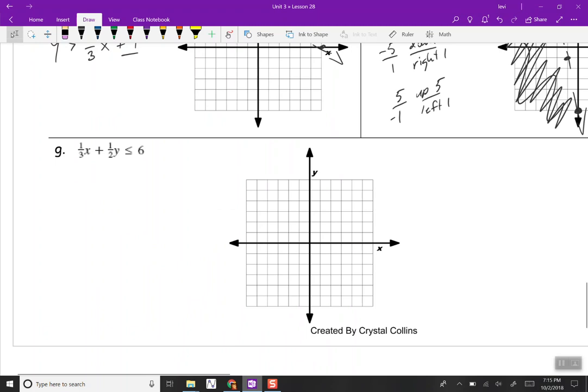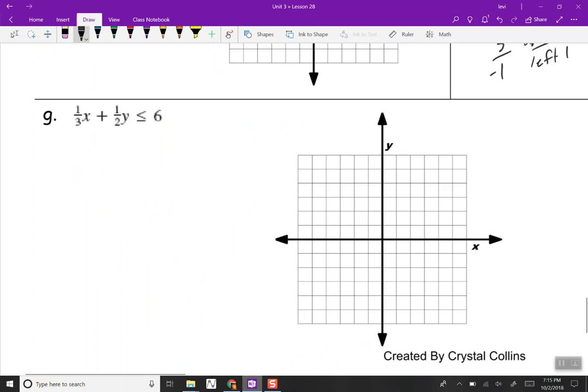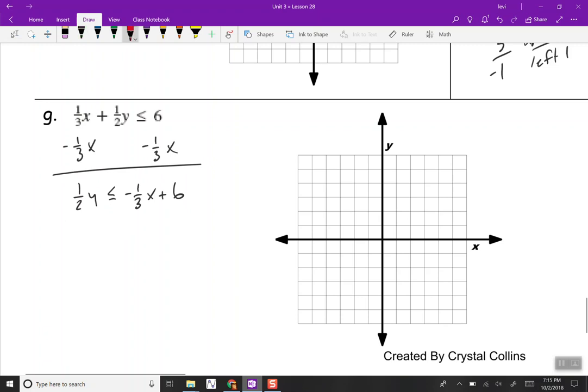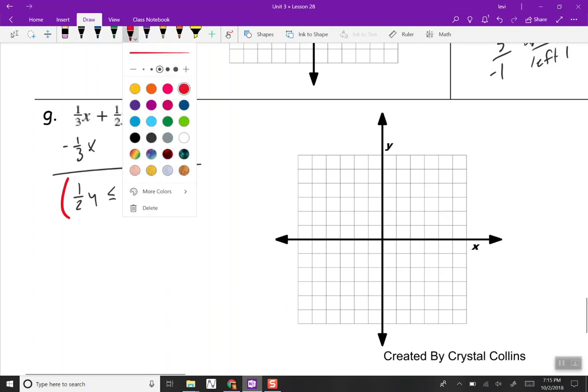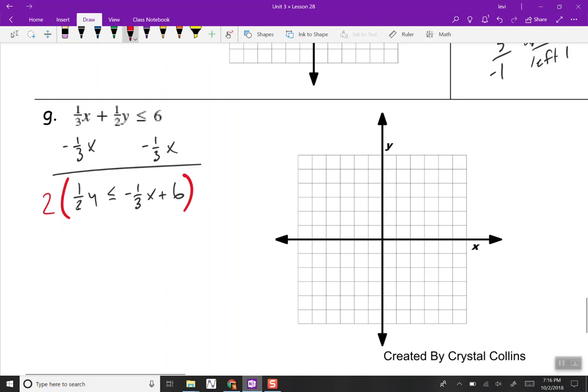This is H on your guys' homework. This is now H. The tough one. Uh-oh. Alright, what do you want to do? Let's do it how I really do it. We'd subtract 1/3 x from both sides. So we've got 1/2 y is less than or equal to negative 1/3 x plus 6, right? So now to undo the 1/2, we'll be multiplying this entire equation by 2, the denominator right here.